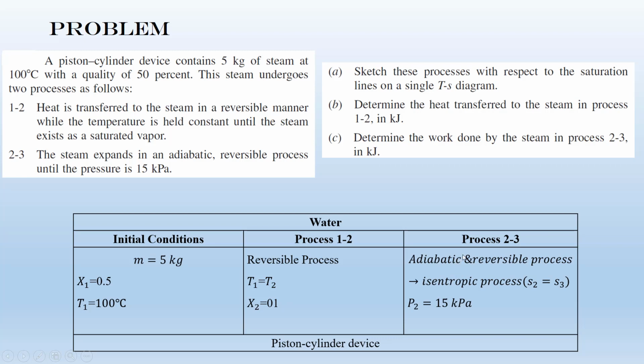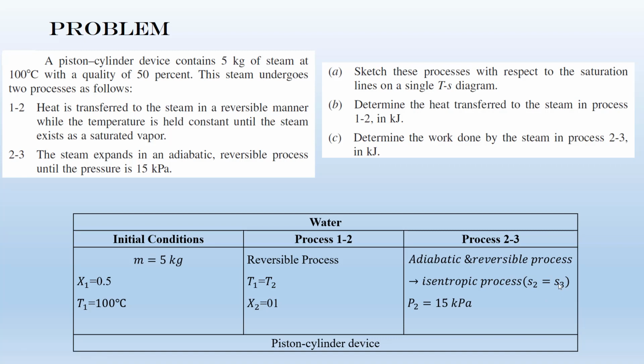For the third column, or for process 2 to 3, look, guys, we know that this process is adiabatic and reversible. So what is the definition for a reversible and adiabatic process? If you remember from the previous lecture, this is the definition for isentropic processes. So a reversible process and an adiabatic process together are an isentropic process. For an isentropic process the entropy is constant, so we can write S2 equals S3. This is actually the main point to solve this problem.